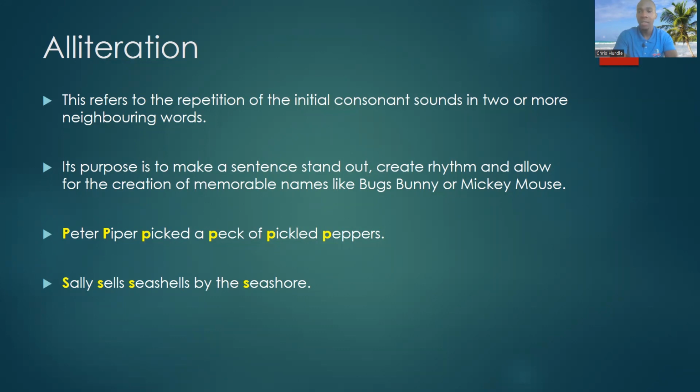Like I was saying, every single word within the sequence does not have to begin with the same consonant, but many of them, or most of them, have to. So this is an example, and a very common one: Peter Piper picked a peck of pickled peppers. Similarly, Sally sells seashells by the seashore. You see, we have the repetition of the S. And these are two very common examples of alliteration.